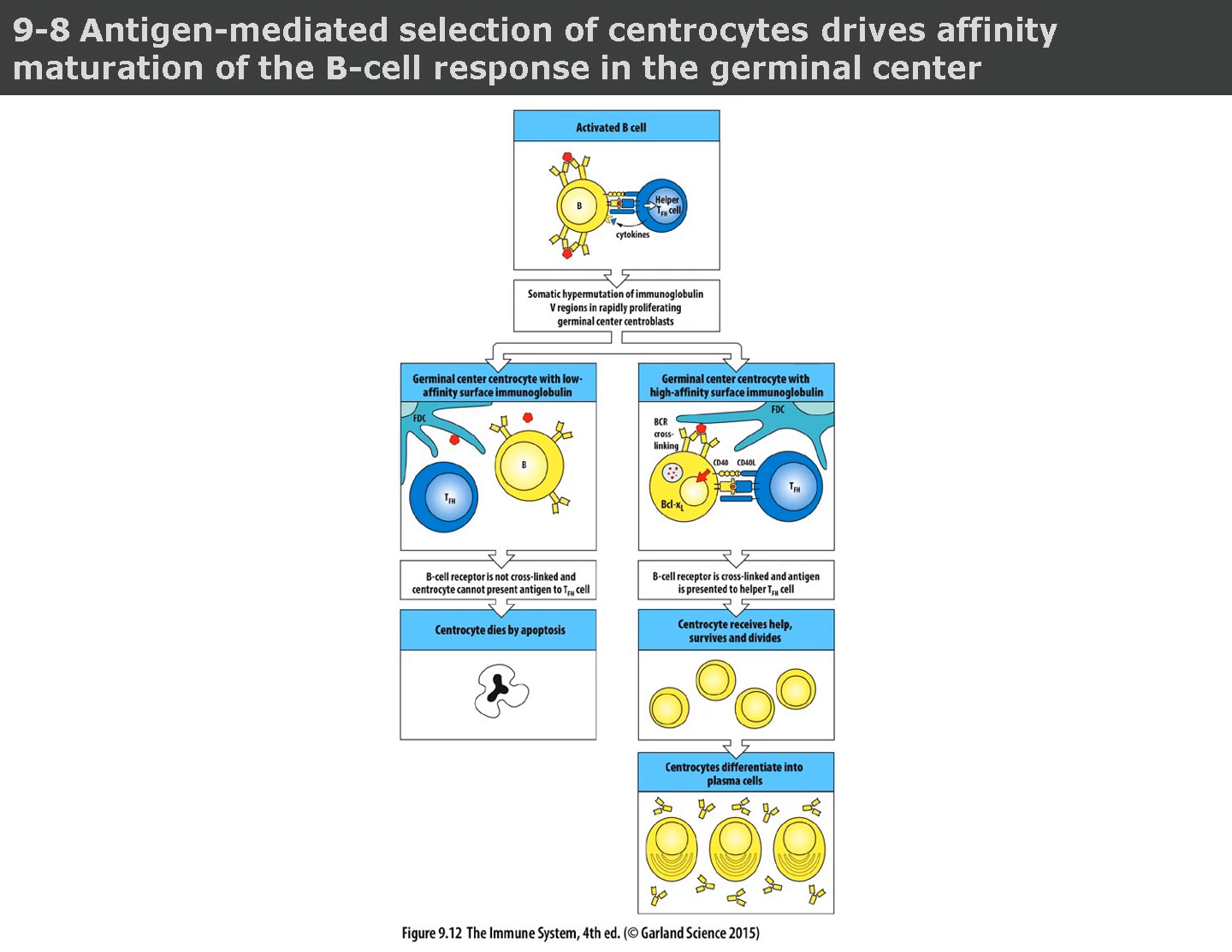These selected centrocytes then either differentiate into plasma cells, which produce high-affinity antibodies, or re-enter the cycle for further rounds of mutation and selection. This process, known as affinity maturation, ensures that only the most effective B cells are preserved, driving the quality of the antibody response forward.